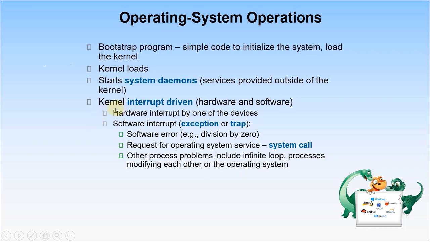The kernel is interrupt driven, by hardware and software. A hardware interrupt comes from one of the devices. A software interrupt is an exception or trap, something like a software error. Division by zero is an error, and that's an interrupt. A request for operating system service, or system call, is also a form of software interrupt. Other process problems include infinite loops and processes modifying each other or the operating system. All of those are software interrupts. If the interrupt is caused by a program, we call it a software interrupt. If the interrupt is caused by hardware or an I/O device, we call it a hardware interrupt.